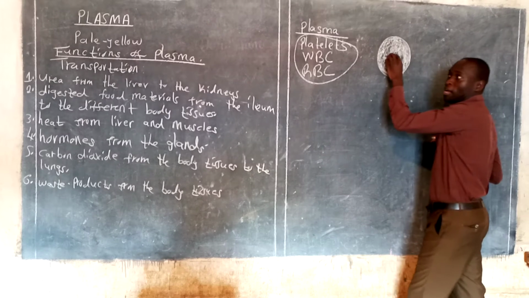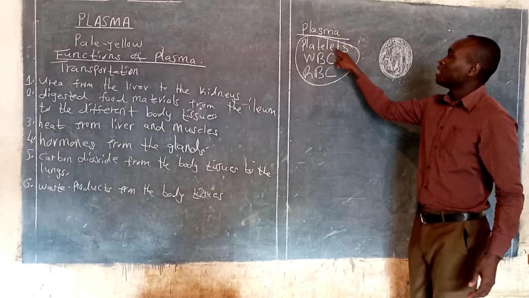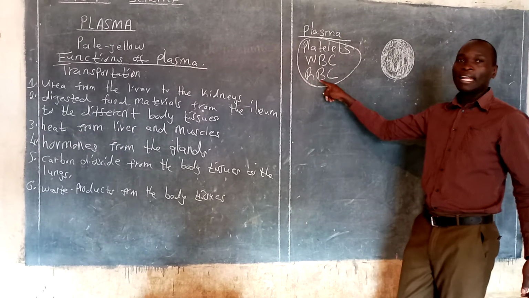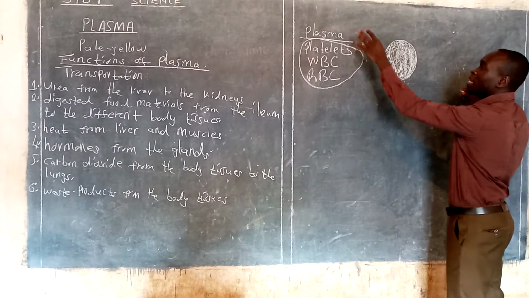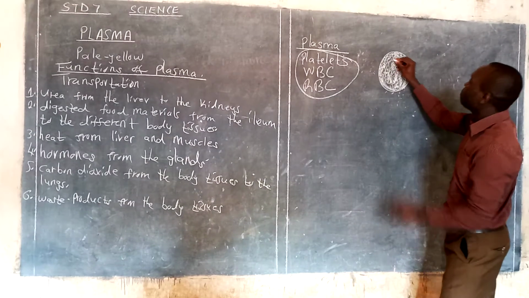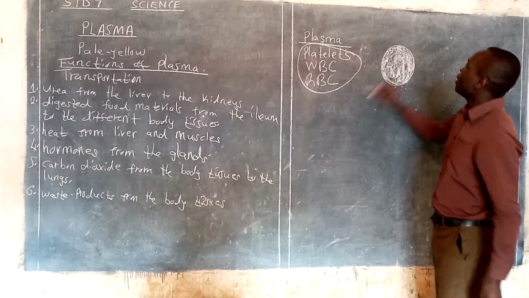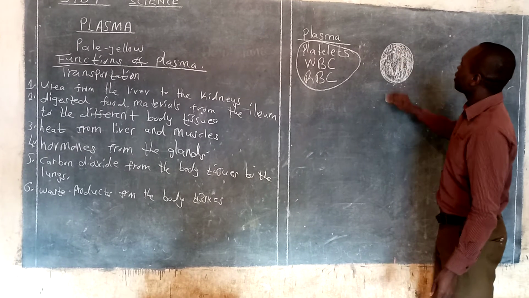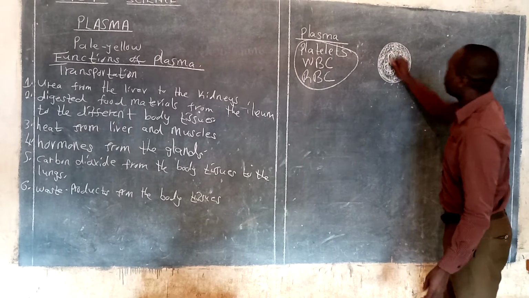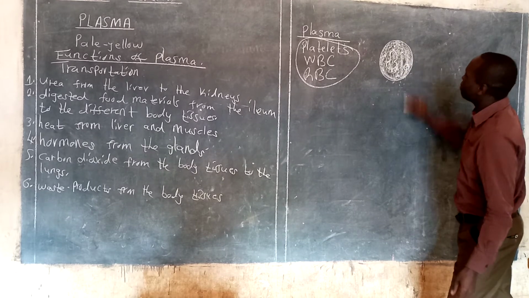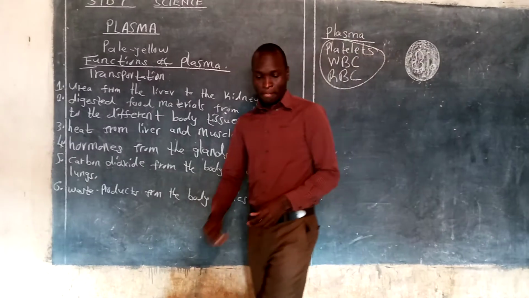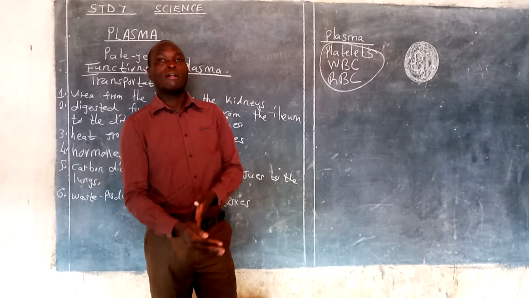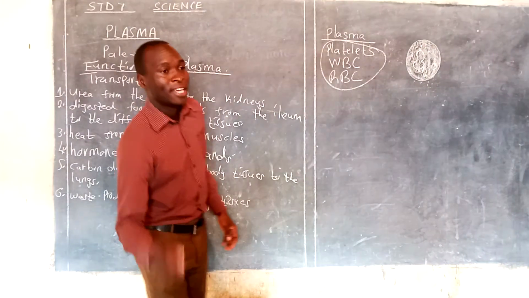Then in this plasma, we shall have platelets, we shall have white blood cells, and then we shall also have the red blood cells. So it is the work of plasma to carry or to suspend the other blood components. You may have something like platelets, just like this, and then a white blood cell, then the red blood cells. They are carried by the plasma. So that's the last function of plasma, that it suspends.